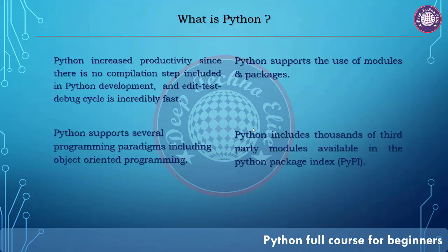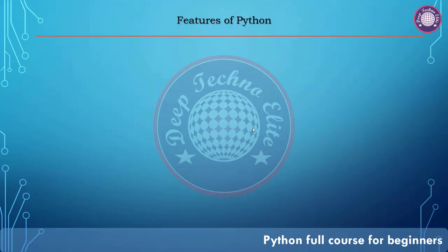Now, let's take a look at the features of Python. Python provides many useful features which make it popular and valuable compared to other programming languages. It supports object-oriented programming and procedural programming approaches, and provides dynamic memory allocation. So, I'm just going to discuss several features of Python.